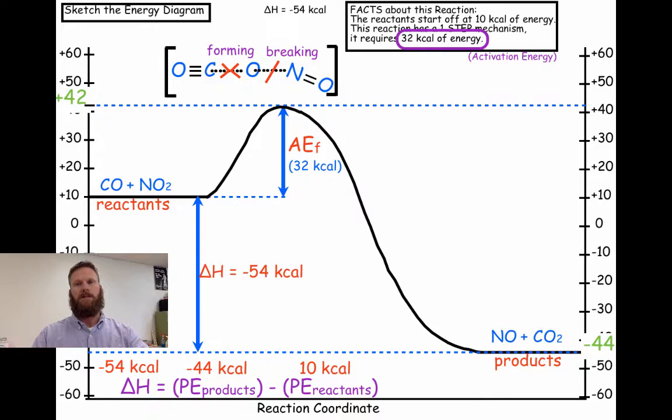For example, if this reaction was reversed, the change in energy between NO and CO2 and the hump of the diagram would represent the activation energy of the reverse reaction, or AE subscript R. In this case, positive 42 kcals minus negative 44 kcals, which equals 86 kcals.